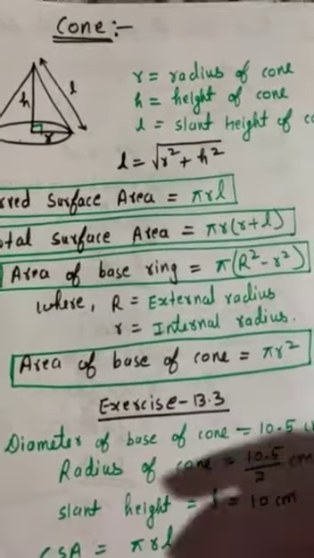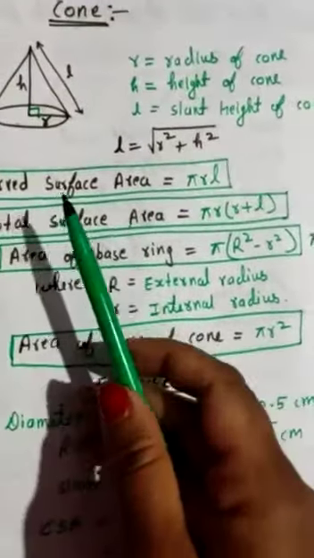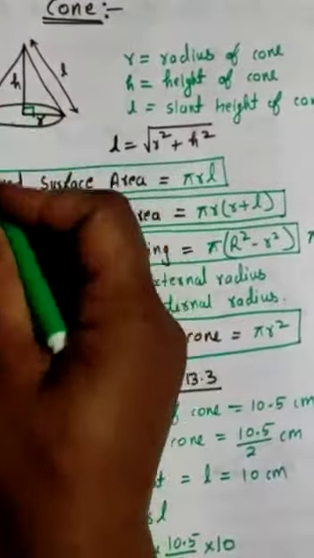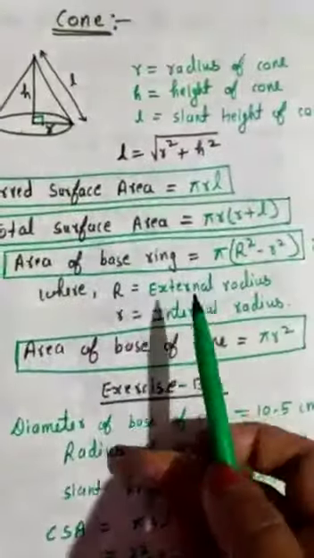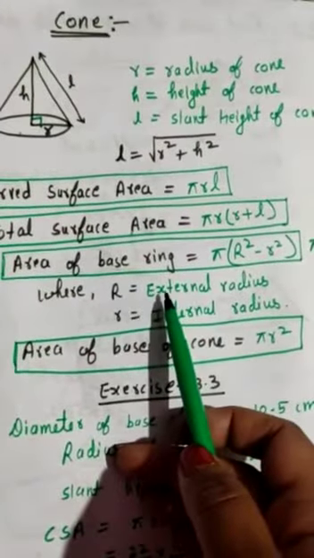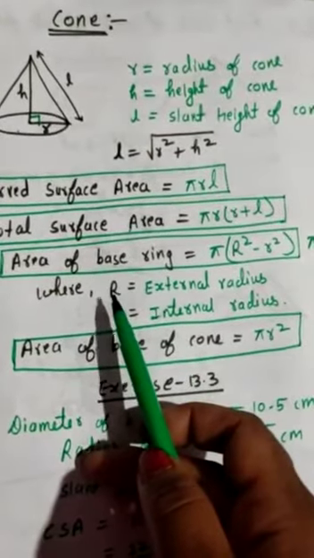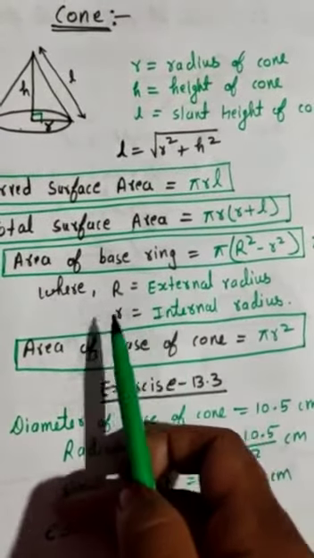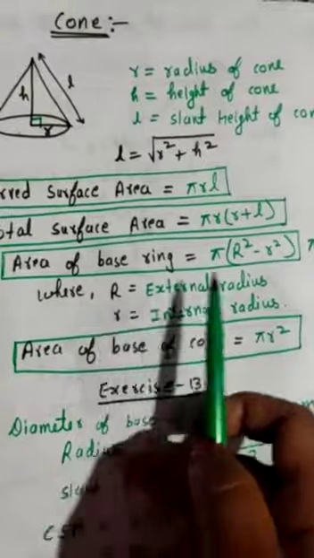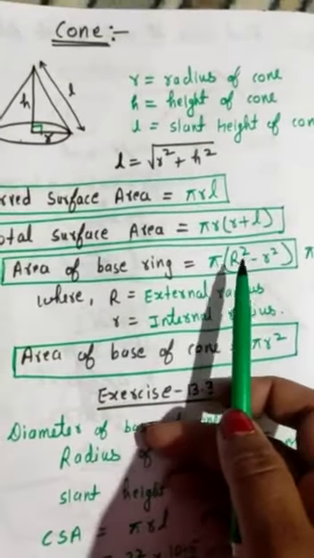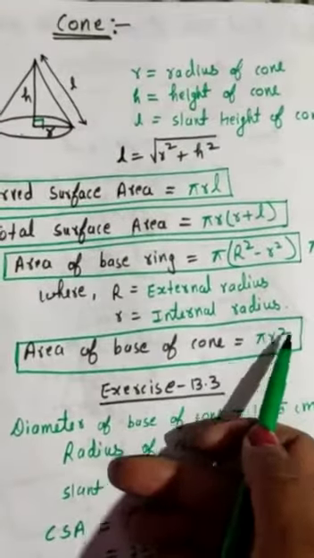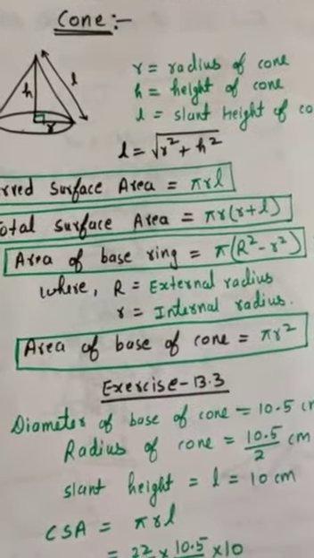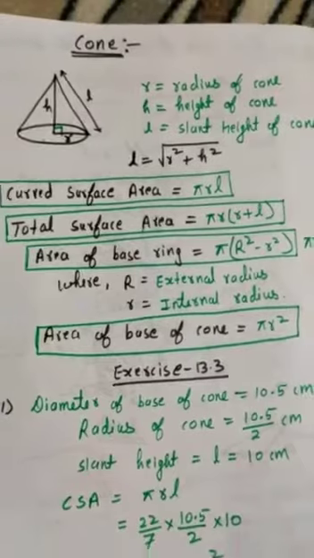Now, the area of the base ring. When we are talking about the base ring, that means you have a cone inside also, or you can say this is an empty cone. So it will have two radii. One will be the external radius, represented by capital R. One will be internal, which will be denoted by small r. So the formula will be pi into (R square minus r square). And the area of the base is pi r square because that is a circle. So these are the basic things about the cone.